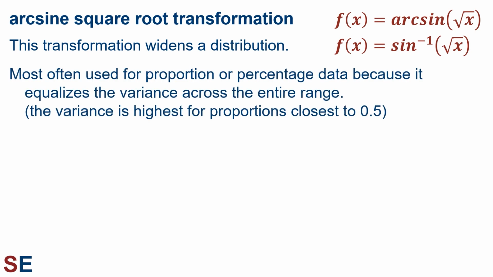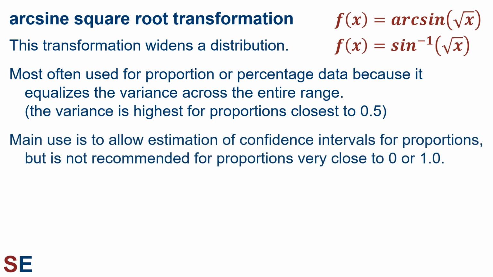The arcsine square root transformation is most often used for proportion or percentage data because it equalizes the variance across the entire range. This is because the raw variance is highest for proportions closest to 0.5. By influencing the edges of the distribution more, the arcsine square root transformation balances the variances so that homoscedastic methods can be used for the entire range of proportions.